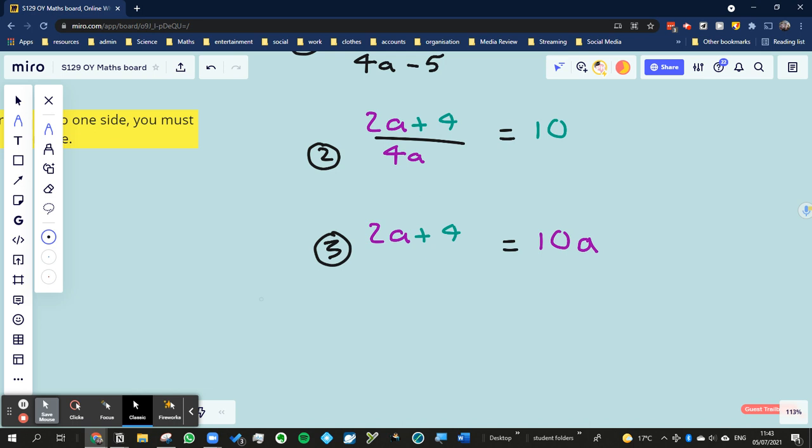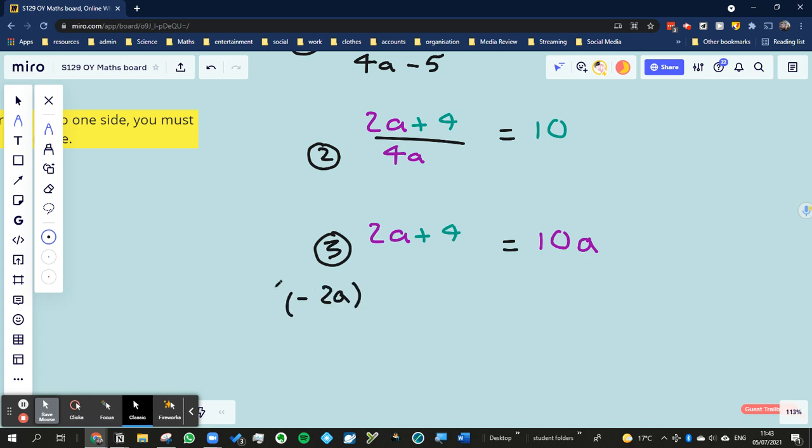10a over to the left, but then I'd end up having to move the 4 afterwards. So it makes most sense to get this away from that, so one type of term is on one side and one type of term is on the other side. So we'll say that we're going to take away 2a.